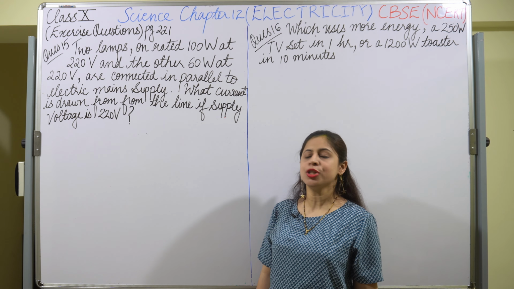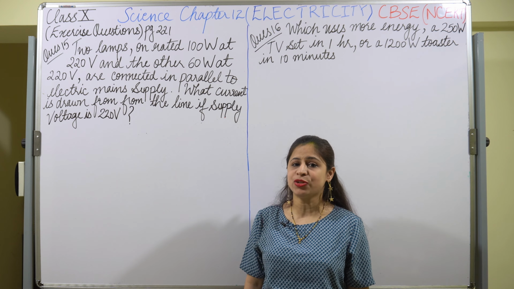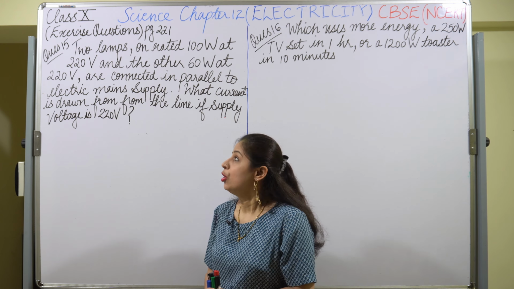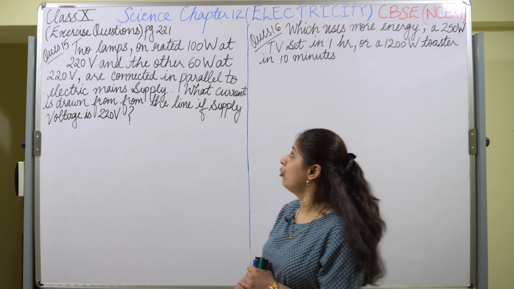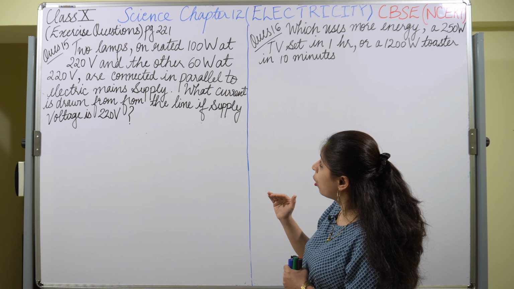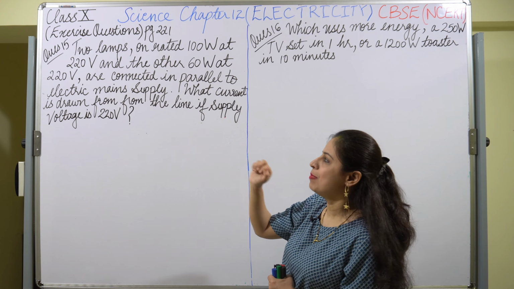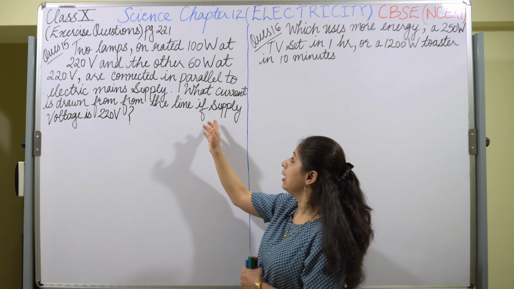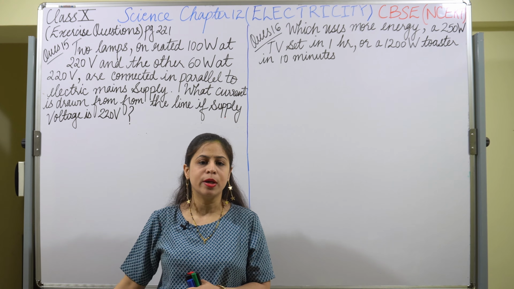So let us start with question number 15 and 16 of the exercise questions of Chapter 12, Electricity, of Class 10 CBSE and CRT. Question number 15 says: two lamps, one rated 100 watts at 220 volts and the other 60 watts at 220 volts, are connected in parallel to the electric mains supply. What current is drawn from the line if the supply voltage is 220 volts?